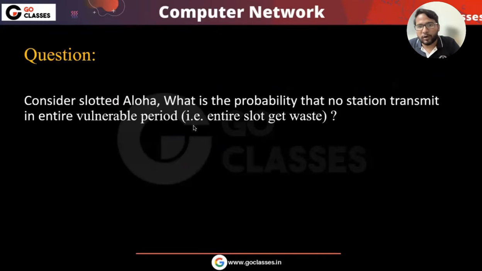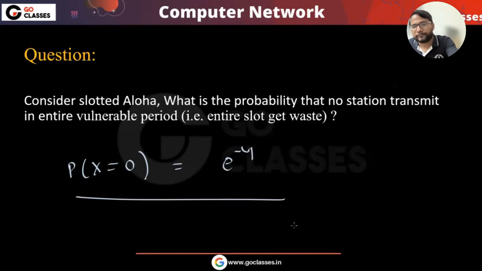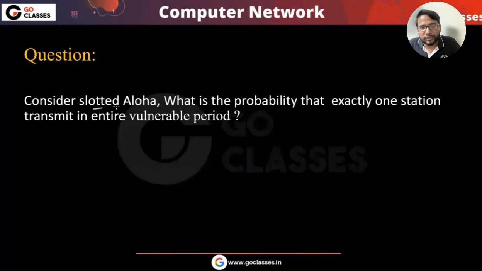Consider the slotted Aloha. What is the probability that no station transmits in the entire vulnerable time, which means the probability of X being 0? Do you remember? It was e power minus G only, right? And now in the slotted Aloha only, for exactly 1 frame, we have G into e power minus G, right?